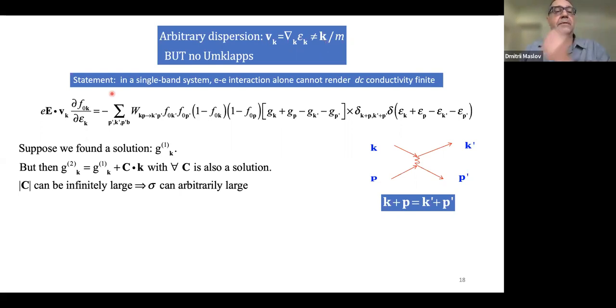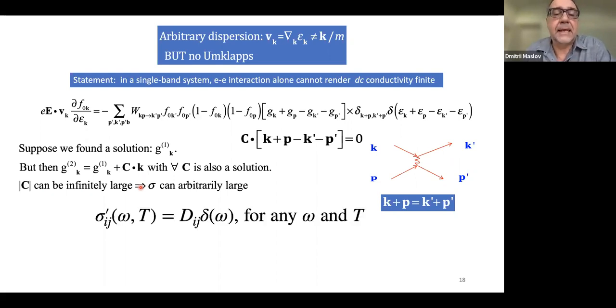What we need to solve is this integral equation on the function G. Once we know G, we know everything. Suppose we found a solution; let's call this G1. But I notice that because momentum is conserved, I can add a scalar product between momentum K and some arbitrary vector C to this solution. And this will again be a solution, because the added term will vanish in the collision integral. Now, this vector C is completely arbitrary. Its magnitude can be infinitely large, and therefore the current can be infinitely large, and the conductivity can be arbitrarily large, even if I apply an infinitely small electric field.